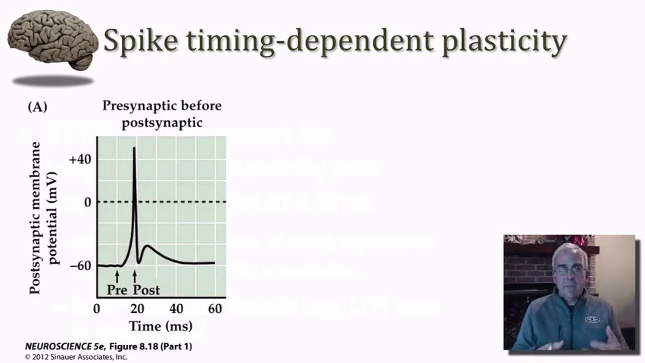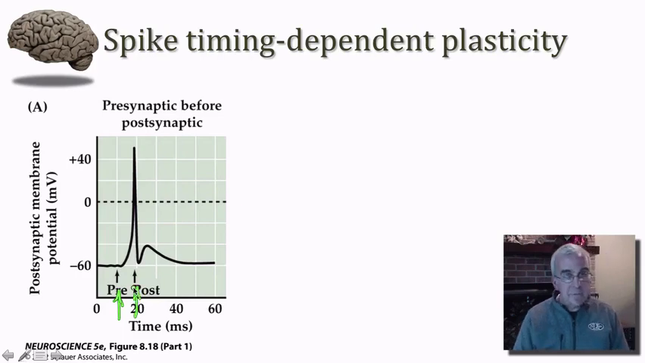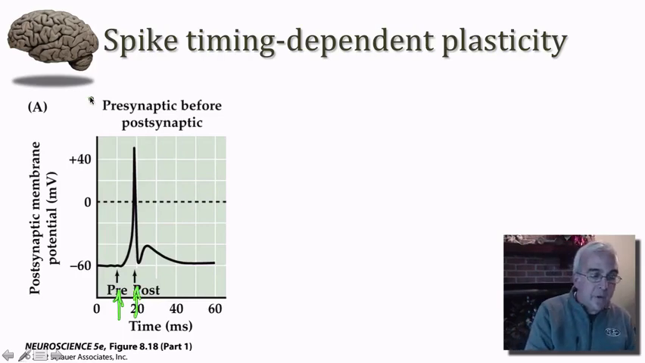Now, if this is a mature, strong synapse, you might anticipate that activity in the presynaptic terminal will lead to the generation of an action potential in the postsynaptic cell. And indeed, it's possible to find such synapses for which that behavior is observed. And that's what we find in this illustration here in figure 8.18 from your textbook. So there is an action potential in the presynaptic cell, and about 20 milliseconds later, there's an action potential in the postsynaptic cell. So we call this presynaptic activity before postsynaptic activity.